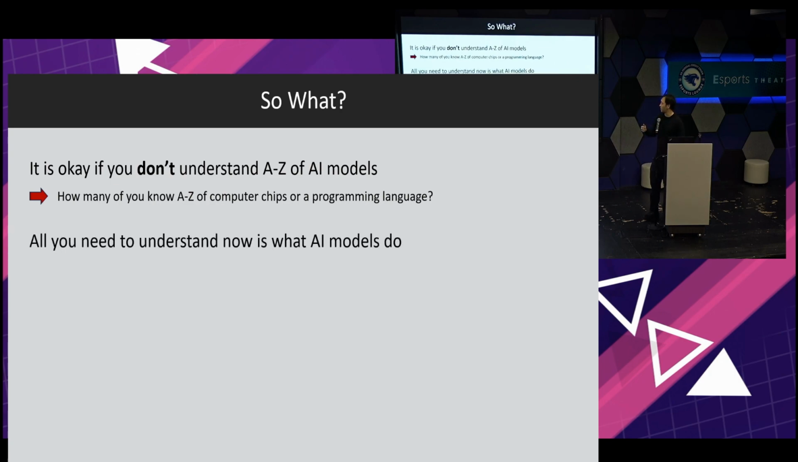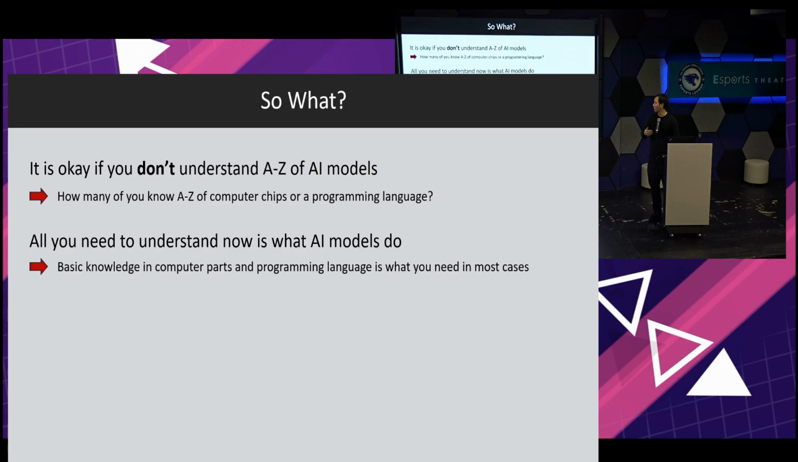The second message is that all you need to understand now is what AI models do. On the very first page, I broke down a large language model into 3 pieces and explained what they do. I think that's pretty much enough. So let me ask a question back. Basic knowledge in computer parts and programming languages is what you need in most cases, right? You don't need advanced knowledge in those. You know what RAM is, what a CPU is, and how they communicate. That's pretty much it.